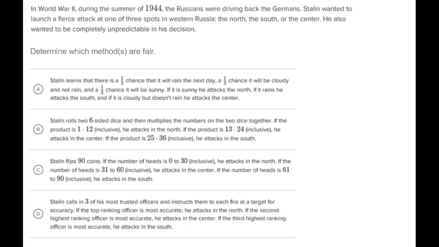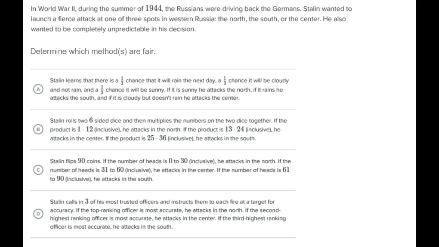The last scenario we are going to discuss: in World War II, during the summer of 1944, the Russians were driving back the Germans. Stalin wanted to launch a fierce attack at one of 3 spots in western Russia: the north, the south, or the center. He also wanted to be completely unpredictable in his decision. So we're going to have 4 different scenarios. We want to determine which method or methods would be fair.